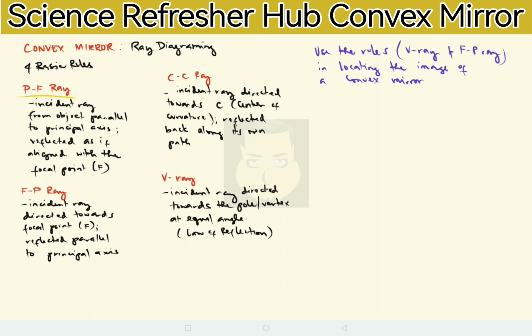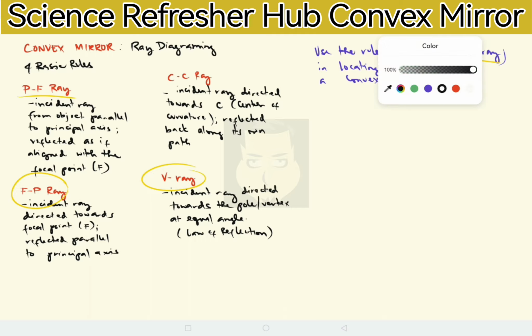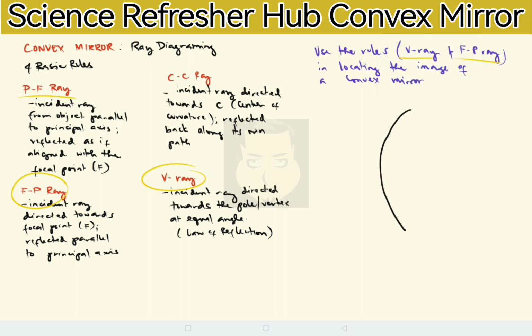So I have here a question or a situation. You have to use the V ray and the FP ray in locating the image of a convex mirror. First and foremost, we will be illustrating our convex mirror. So it looks like this. And of course, we need to draw our principal axis. Again, this is our principal axis.